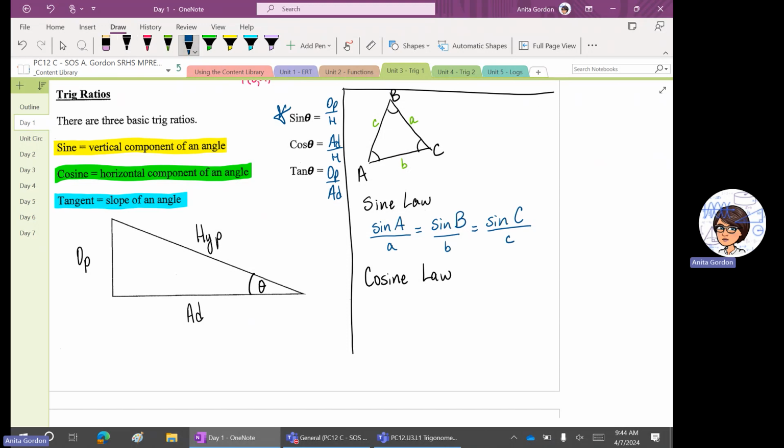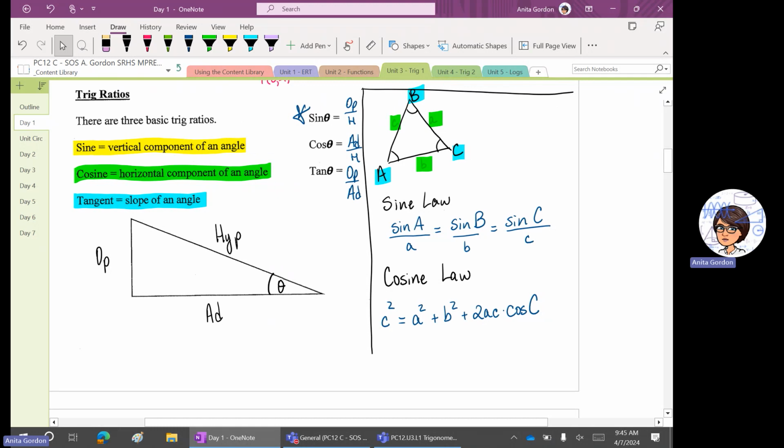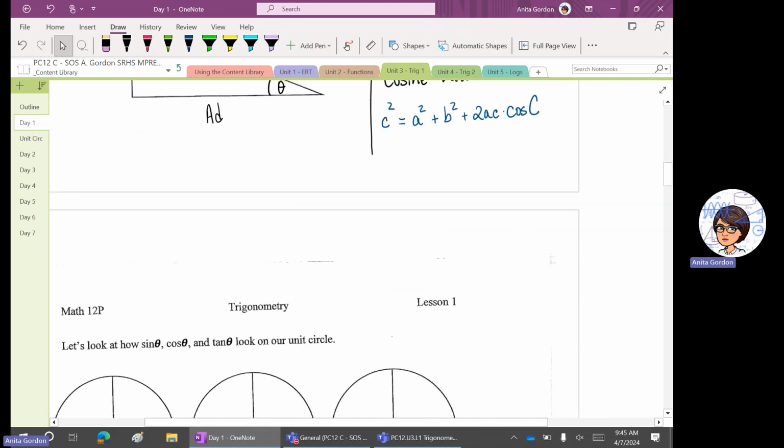Cosine law states that the length of one of the sides, let's say c squared, is equal to a squared plus b squared plus 2 times a times c times the cosine of angle C. So again, remember that lowercase letters represent side lengths and capital letters represent angles in degrees. In this case, we're going to work with degrees for the next couple of days, and then we're going to switch over to radians. All right, so that's a bit of a review.